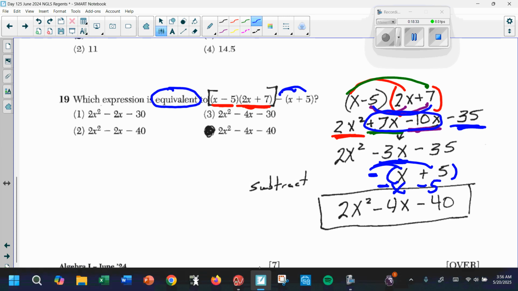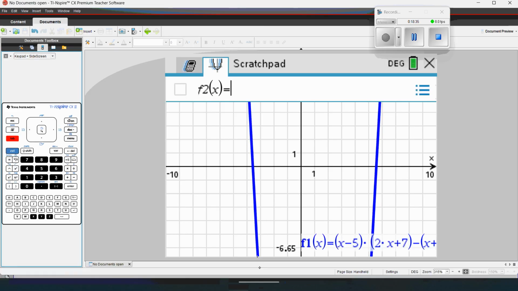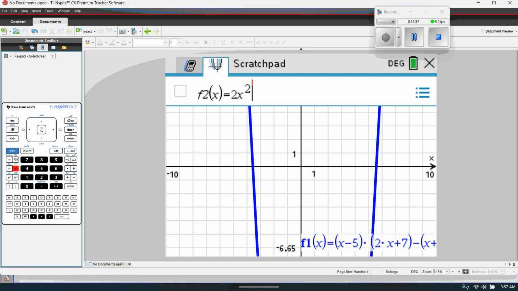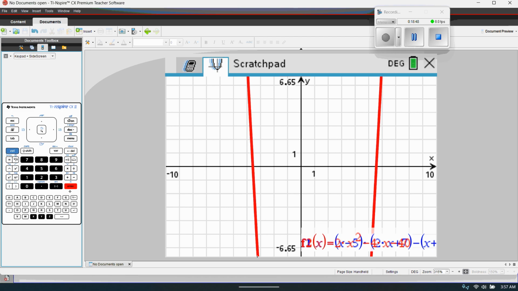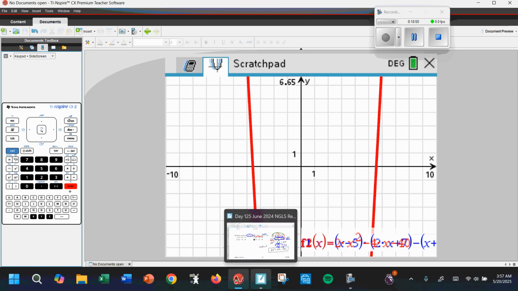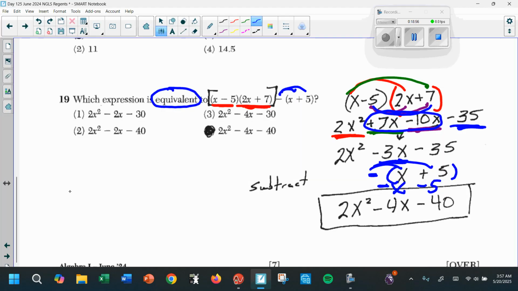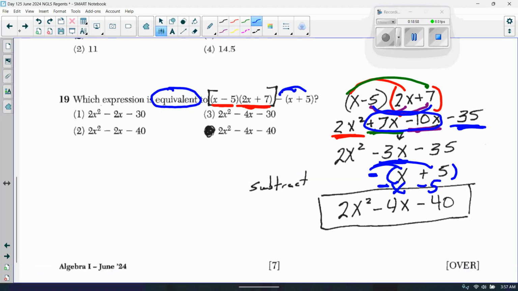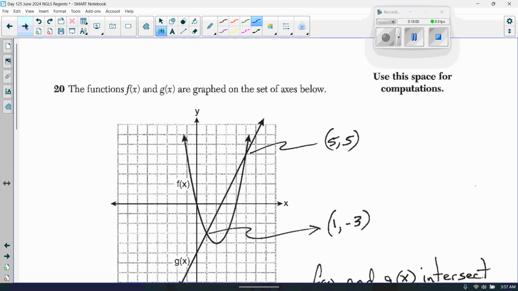2x squared minus 4x minus 40. Here we go. If this really is the answer, it should make the exact same picture. What do you know? It does. And how many times has this kind of question come up already on this one Regents test? The more you graph, the easier this test gets. That's the trick.